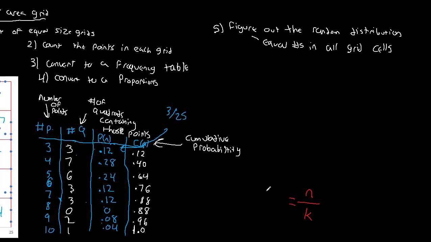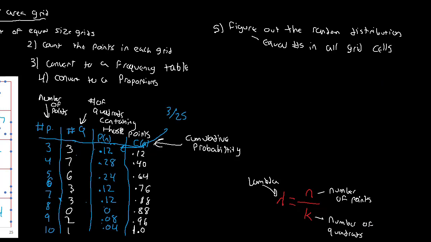The equation has a special symbol, lambda. So this is lambda. This we already know is the number of points. And this k here is the k from before, so this is the number of quadrats.